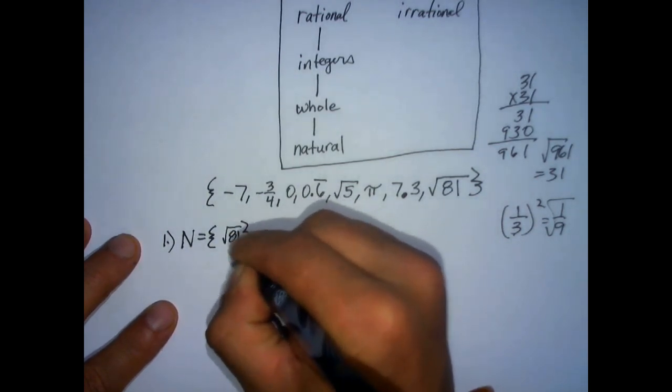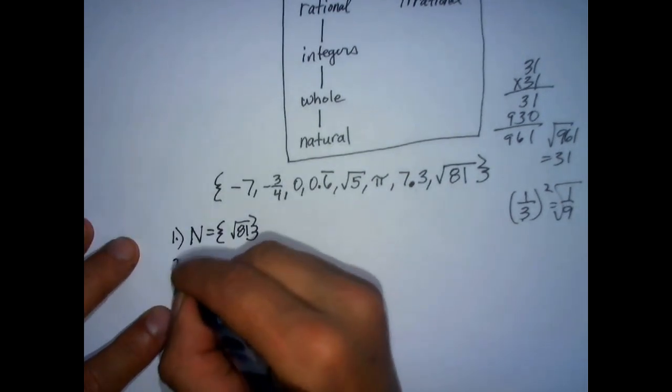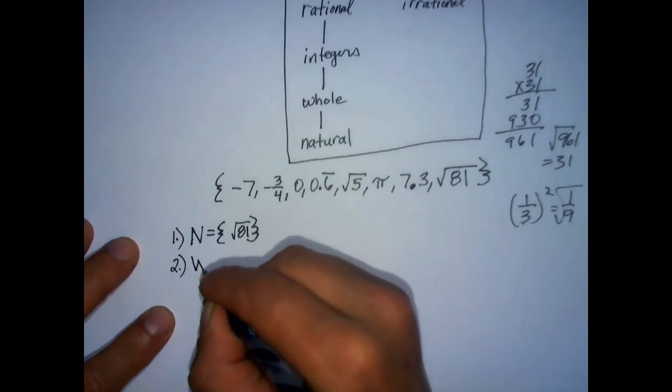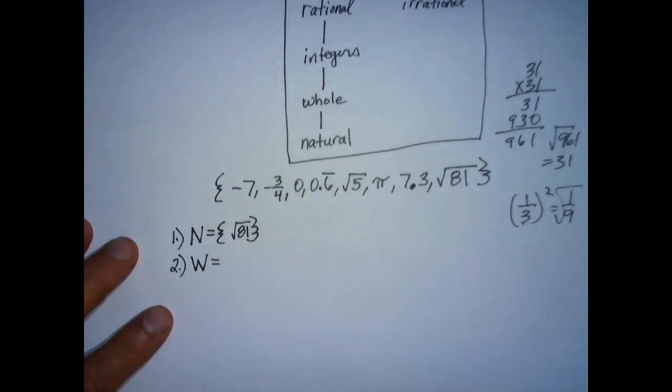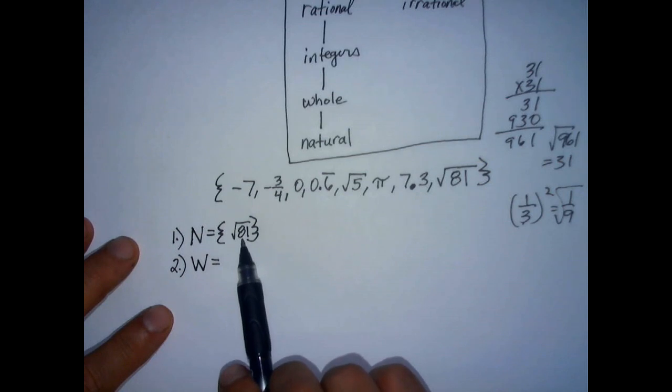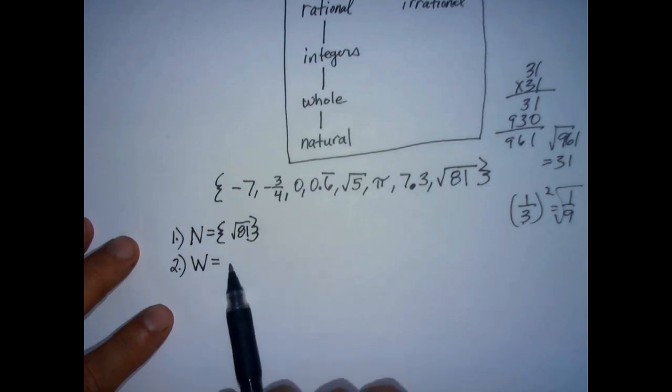Good. Okay. Now we'll list the whole numbers. Well, we already got one. We already know one of the whole numbers. What is one of the whole numbers? Square root of 81, because all of these have to be down here too. And 0 is the other one.